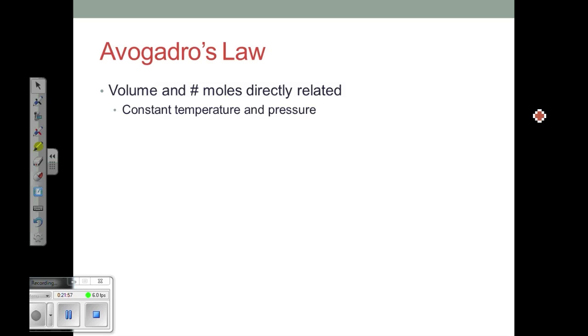So here's Avogadro's law. Volume and number of moles are directly related. As we increase the number of moles, we are going to increase our volume. And this is done under a constant temperature and pressure. So here's our equation: N1 divided by V1 equals N2 divided by V2.